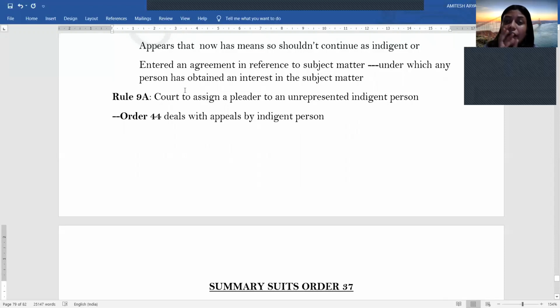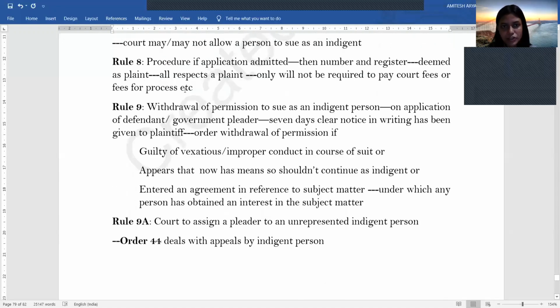And rule 9A: if you are an indigent person and can't have a pleader, then under legal aid principles the court can assign a pleader. And Order 44 deals with appeals by an indigent person.